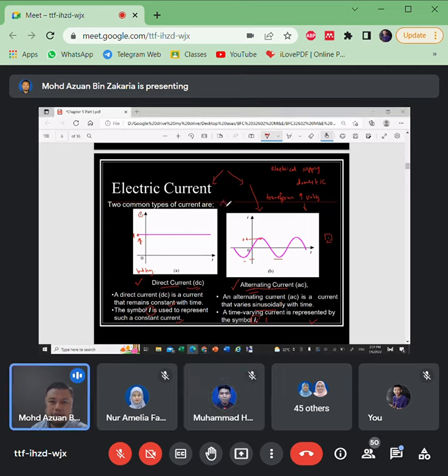Dua ni dicipta oleh orang yang berlainan lah. If not mistaken, direct current ni antara pelopor dia adalah Thomas Edison. Okay, alternating current based on Westinghouse, I think. Westinghouse. So sedikit pada history lah. Both are researchers in America during that time.